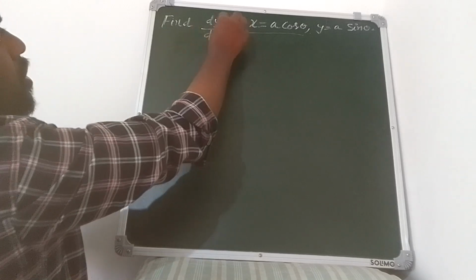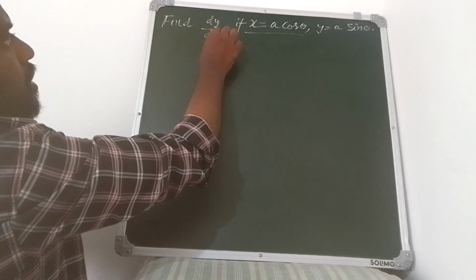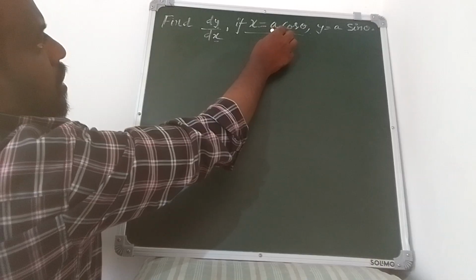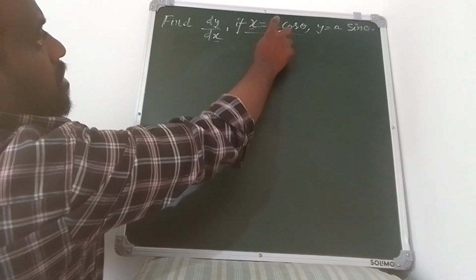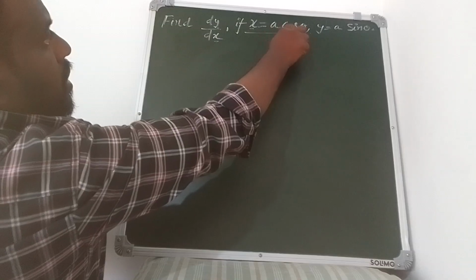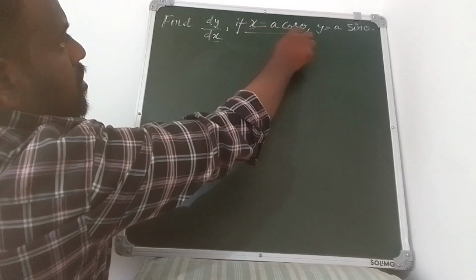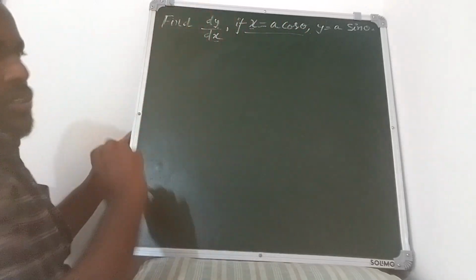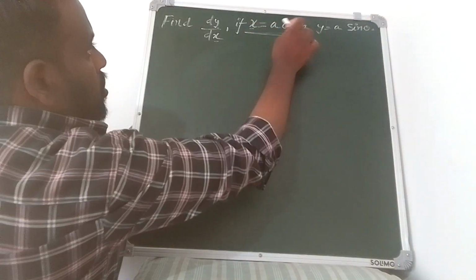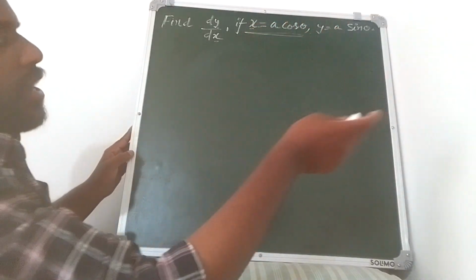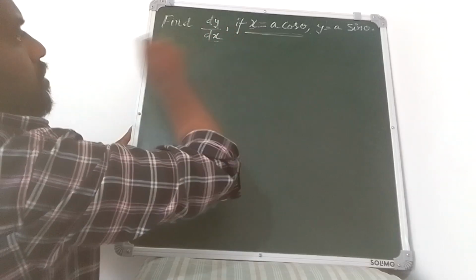Dy by dx means what? Y should be there, x should be there. You consider this equation, x is there but y is not there. Here it is cos theta. Y in this equation, this y is not there. That means using this equation we won't get dy by dx.